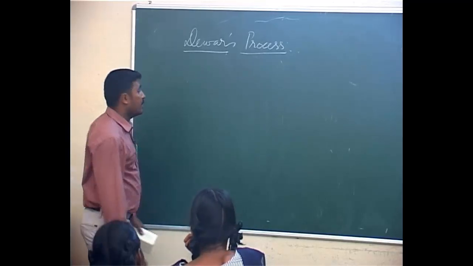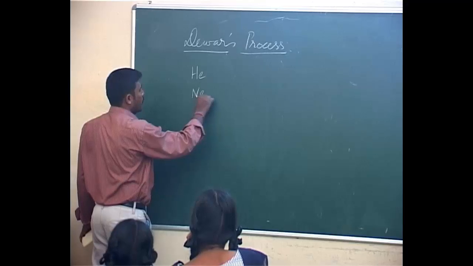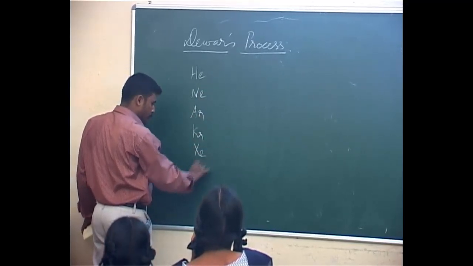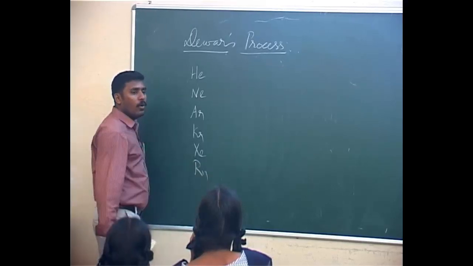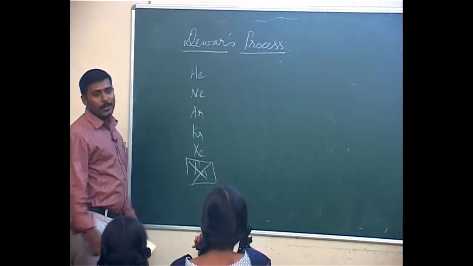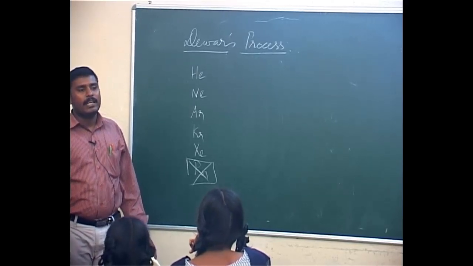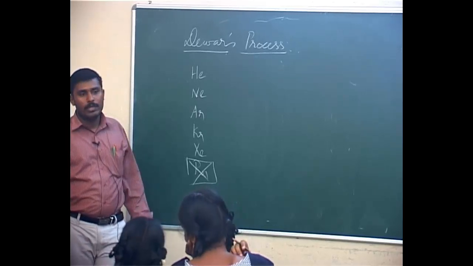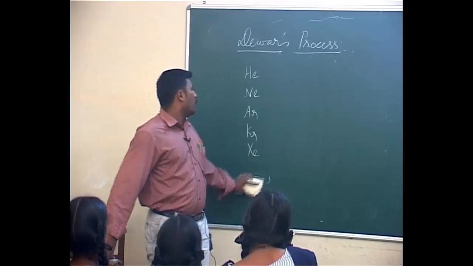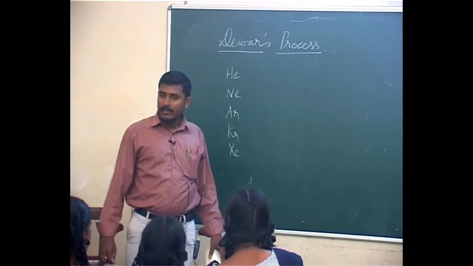You know the noble gases: helium, neon, argon, krypton. Now radon is not present in the earth's crust, because it is a radioactive one. Only when a nuclear reaction takes place will it come out. So in our earth's crust only 5 noble gases are present: helium, neon, argon, krypton, xenon.